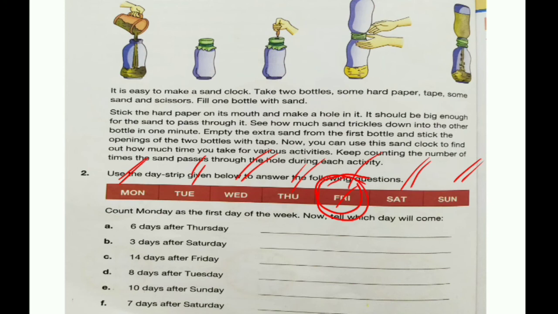Okay, 14 days means 2 weeks. Here what will come? Friday only comes. Okay. Now children, the other examples you have to do on your own.